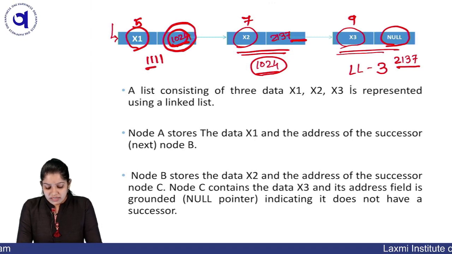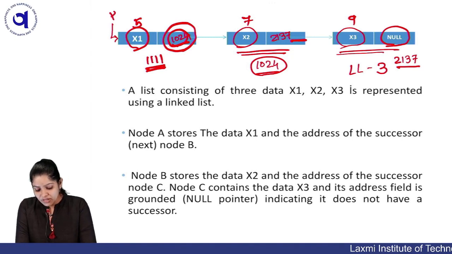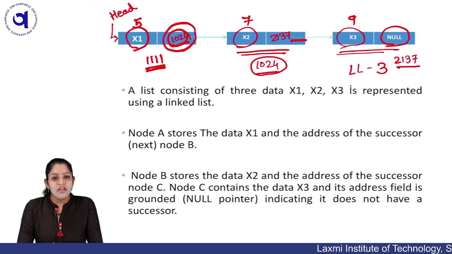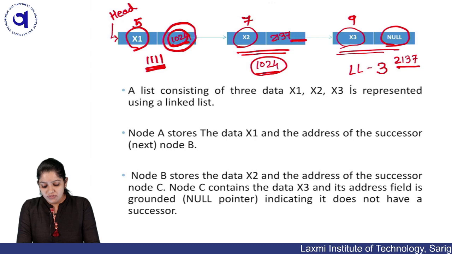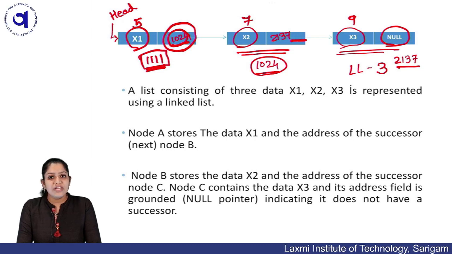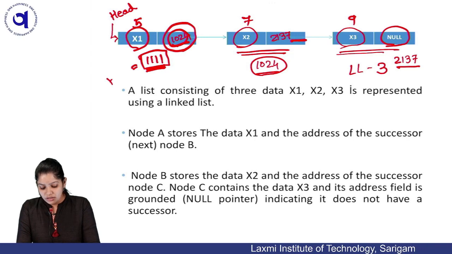Now what about the address of the first node? How can we start with the address? We will have one pointer variable, that's head, right? And what's the working of head? Head will store the address of the first node. So that means 1111 will be stored in head, right?